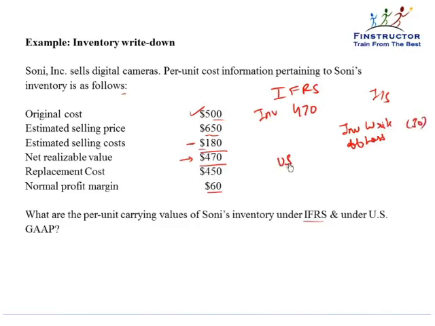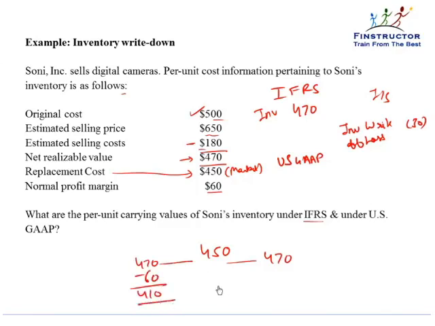Under US GAAP, inventory is carried at lower of cost or market, and market is defined as the replacement cost. However, we need to check that the market is in between the net realizable value, which in this case is 470, and the net realizable value minus a normal profit margin, that is 410. So if it is in between these two values, then the replacement cost will be an acceptable value for the market and inventory would be written down to this value. So in this case, the carrying value of the inventory will be written down to 450 and I will have an inventory write-off loss of $50.